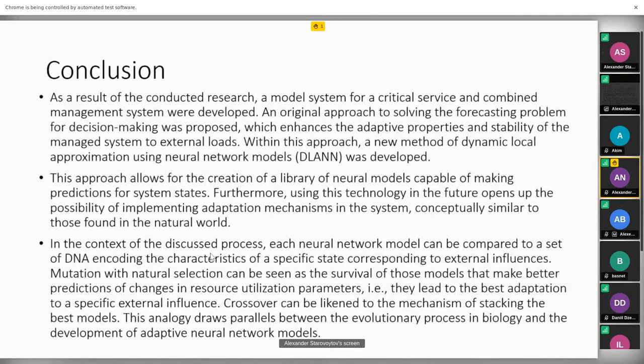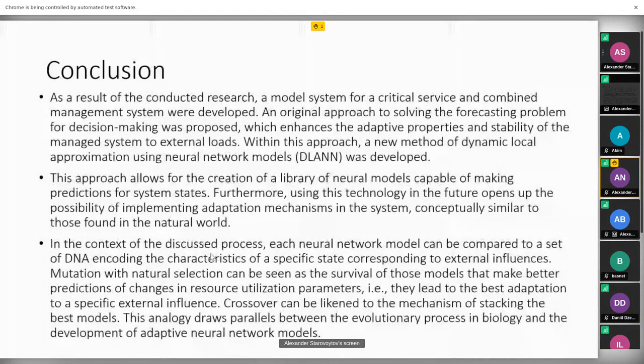Let's talk about our conclusion. As a result of this conducted research, a model system for critical series combined management system was developed, and the original approach to solving the forecast problem for decision making is proposed, which enhances the adaptive properties and stability of the management system to external loads. Within this approach, a new method of dynamic local approximation using neural network models GLAN was developed. This approach allows for creation of library of neural network models capable of making prediction for system states. Furthermore, using this technology in the future opens up the possibility of implementing adaptation mechanisms in the system conceptually similar to those found in natural world.